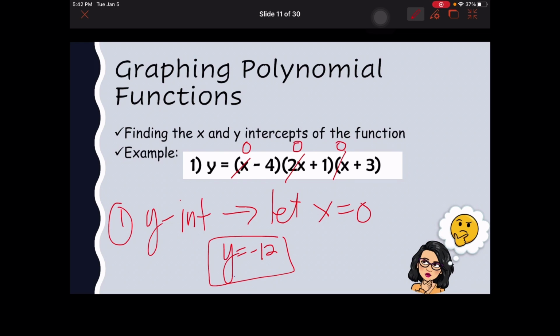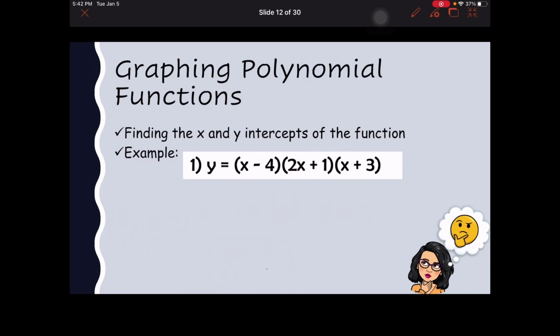Madali lang, tama? So, now, puntahan naman natin ang x-intercept. So, para makuha po natin ang ating x-intercept, we have to let y be equal to 0.